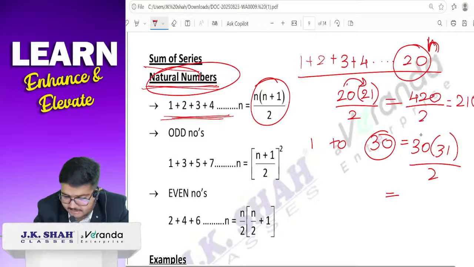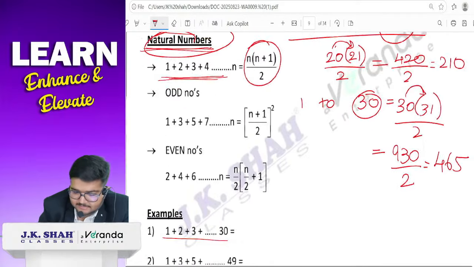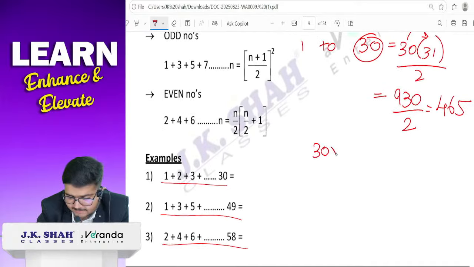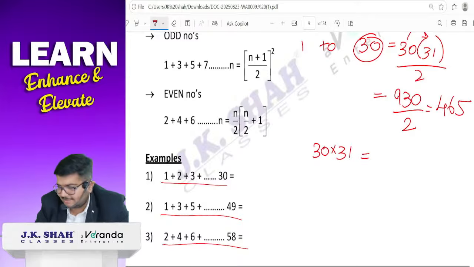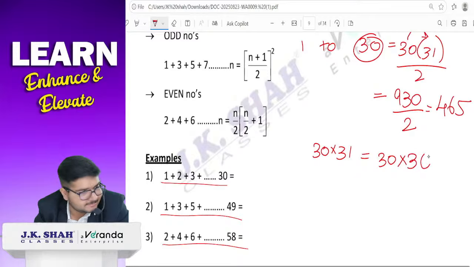Sir, what about 30 into 31? 30 into 31 is 930 upon 2, that is 465. Right? I have taught you how to multiply 30 into 31. You don't have to multiply 30 into 31. You have to multiply 30 into 30, remember? And then you have to add 30 afterwards.